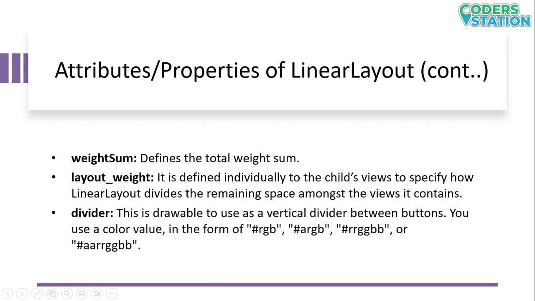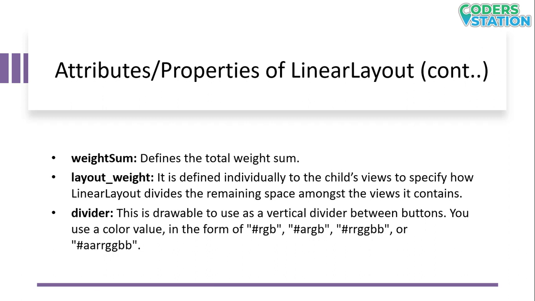Like in the last hexadecimal format, it has been mentioned as AA, RR, GG, BB. AA stands for alpha value, which suggests the transparency level of the divider. RR suggests the red proportion, GG suggests the green proportion, and BB suggests the blue proportion.